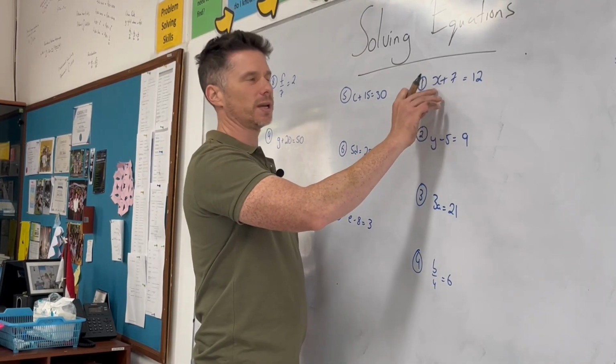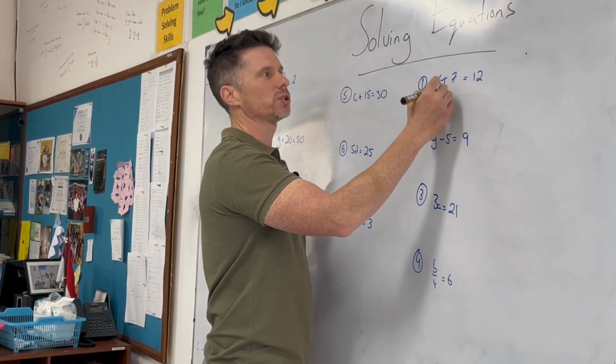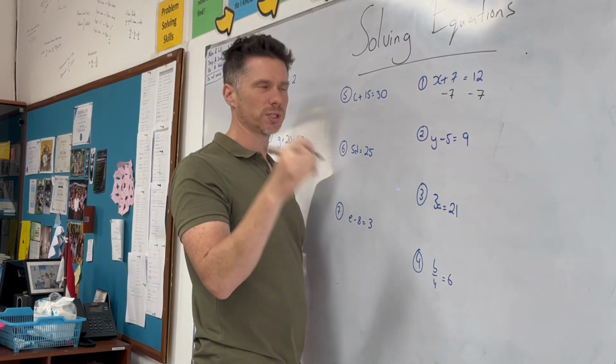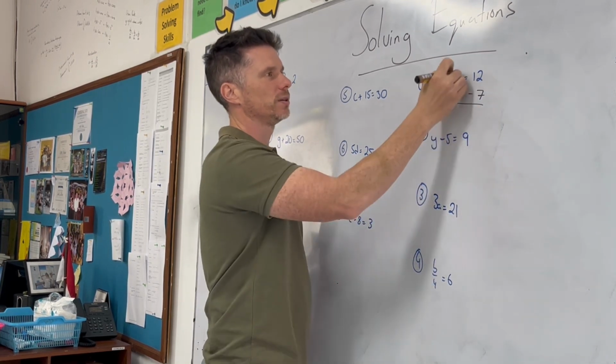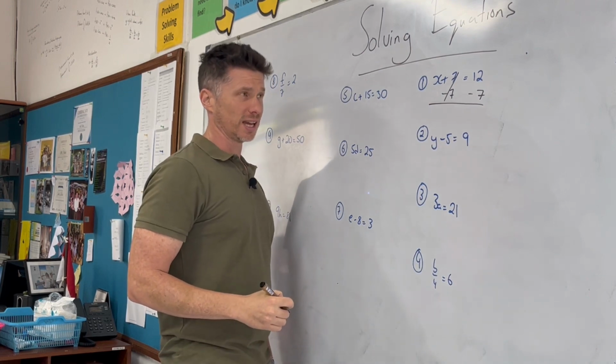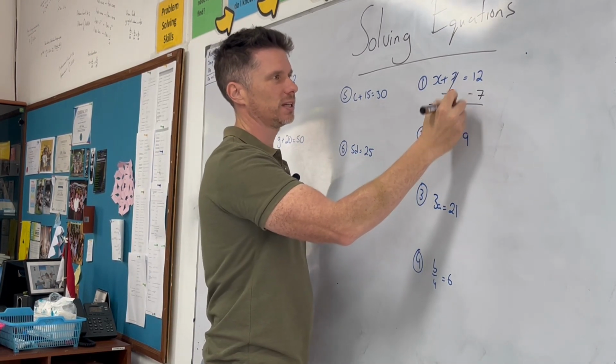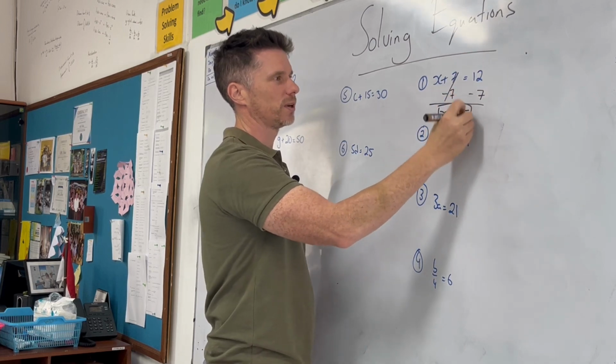To x, I don't want x plus 7, I just want x, so I subtract 7 to cancel that out, and subtract 7 from both sides of the equals. Draw a line underneath. These 7s cancel each other out or lead to 0. So I'm just left with x on this side and 12 take away 7, which is 5.